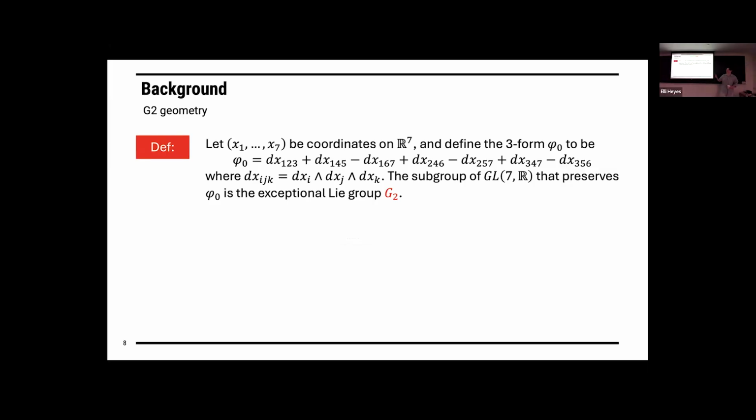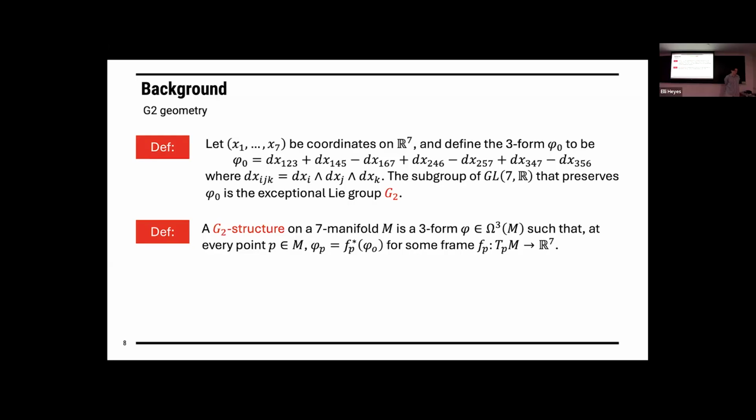All right, so for the rest of the talk, I'm going to be focusing on G2 geometry. Over the next couple of slides, I will introduce some of the basic definitions. There are different equivalent definitions of G2, but the one I like to use is that it's a subgroup of GL(R^7) that preserves this 3-form φ₀. And a G2 structure on a 7-manifold is just any 3-form such that, at a point on the manifold, it can be defined as the pullback of some frame acting on φ₀. So essentially, it's just the reduction of the structure group of the frame bundle to G2.